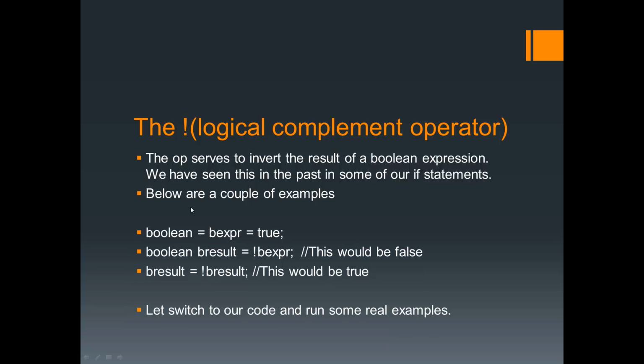But basically, we have a Boolean variable here. We set it equal to true. We have another Boolean, b result. We set that equal to exclamation point Boolean expression. That would become false. And then we set b result equal to exclamation point b result, and then that would be true. So let's switch to our code so we can actually take a look at this. And basically, like I said, it's just reversing the value of the Boolean expression. So if you are true and you throw an exclamation point in front of it, it's going to be false, and vice versa.